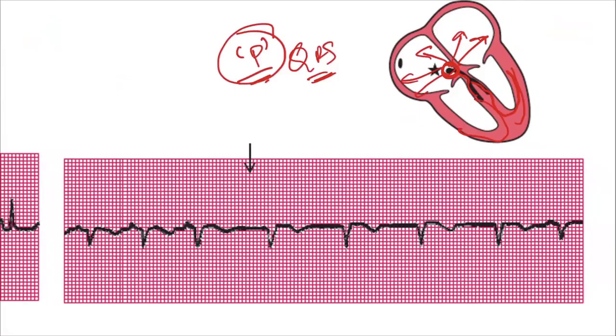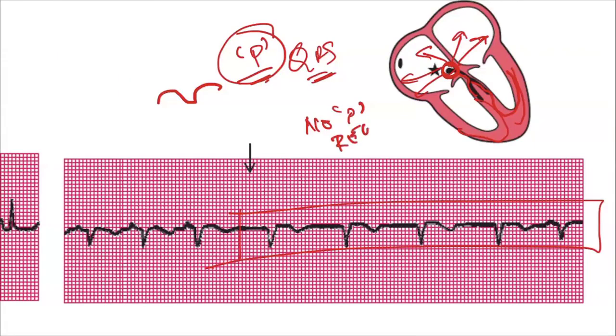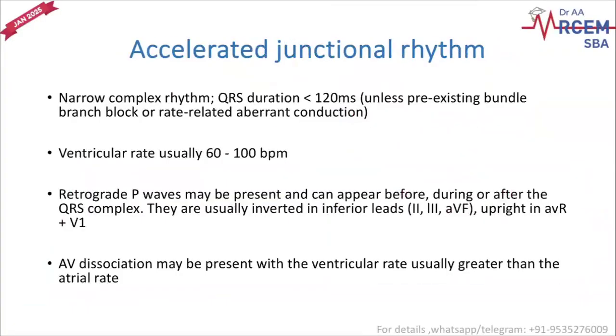So most of the time, you'll not be able to appreciate the P wave. If you are able to appreciate the P wave, it is usually inverted. So here, from here to here, you can see no P wave is present. At the same point of time, the rhythm is regular. So the points you need to remember for junctional rhythm: P wave is absent, it is not present, and the rhythm is regular. And the heart rate is between 40 to 60 beats per minute.